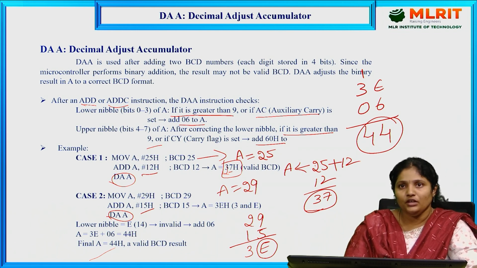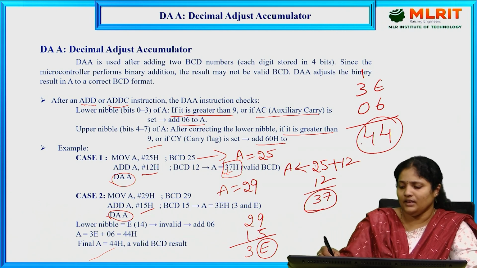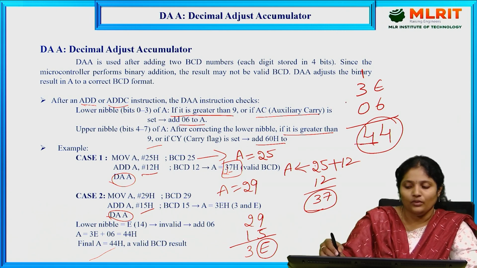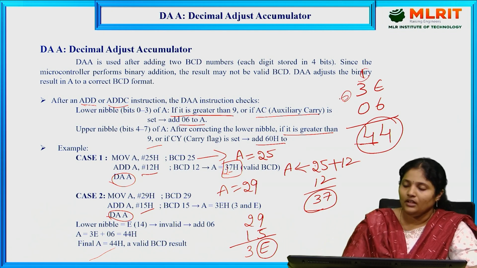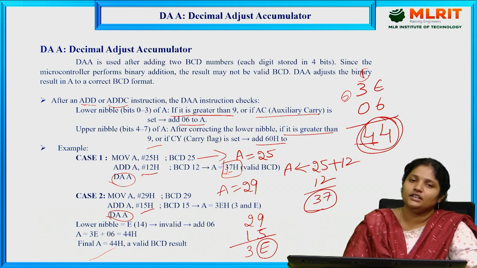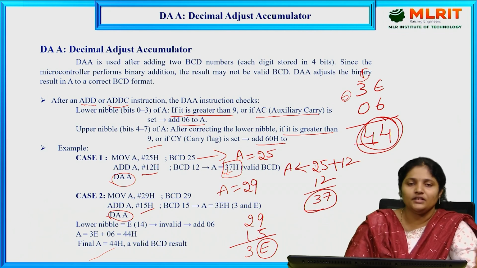Now what do we need to do? We need to check the upper nibble. Yes, the upper nibble is having 4. Is there any carry? No, carry is not there. This is the auxiliary carry, right? So carry is not there. So the output is 44H. See, 29 plus 15 is 44 in BCD, right? This is how the DAA will work.